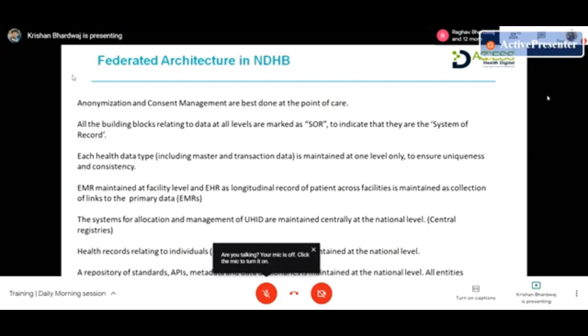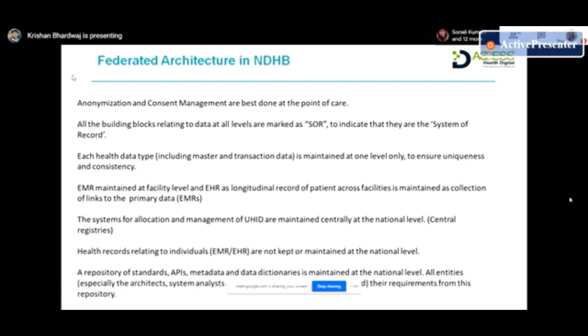So basically, EMR is a single episode of care, which I spoke about. But EHR is an aggregation of all the episodes of the same patient across the provider organizations. So EHR is generated by aggregating all the records of the same patient. What they are saying is EMR data is maintained by the facility, but EHR data will be maintained across facilities. So someone will take the responsibility of aggregating those records.